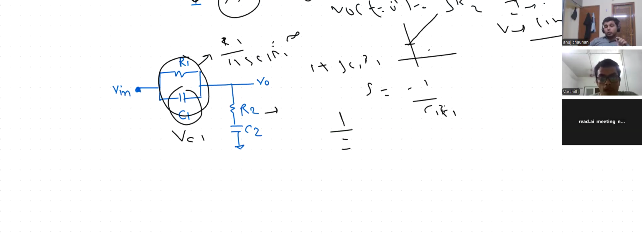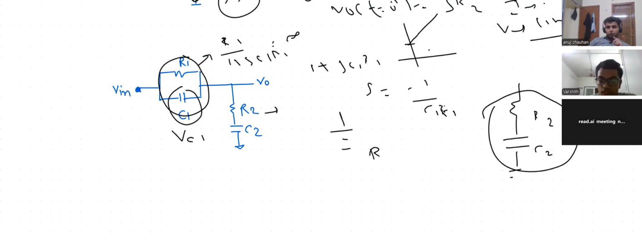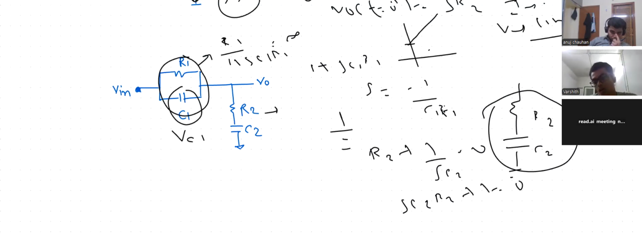Yes, sir. Okay. And due to C2, this impedance should be 0, sir. R2 plus 1 by S C2 should be 0. So S C2 R2 plus 1 equals 0. So we are getting two zeros. One is R1 C1, the other is R2 C2. Understood. What about poles?